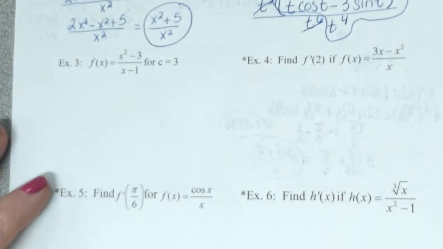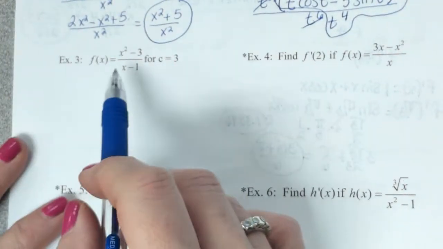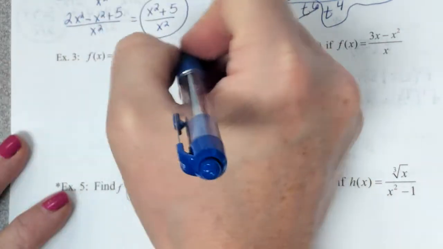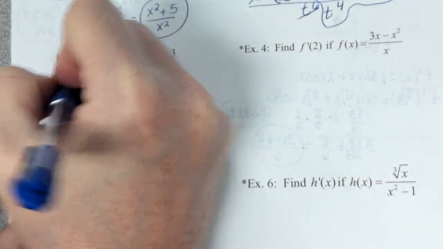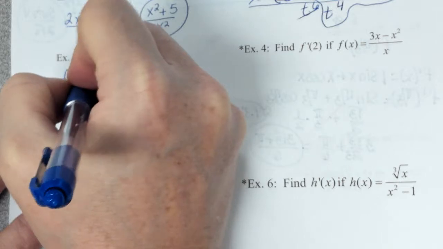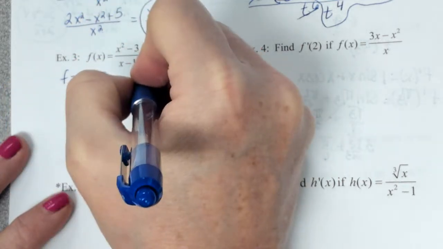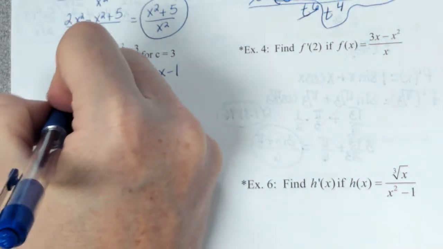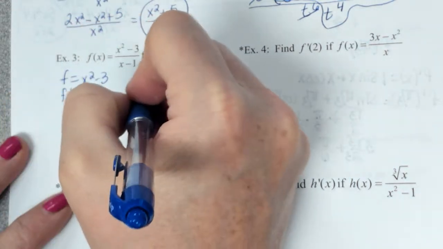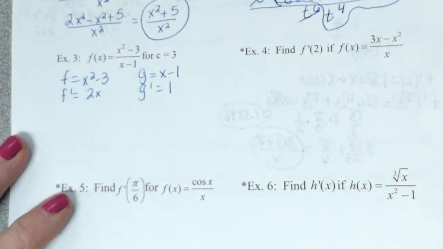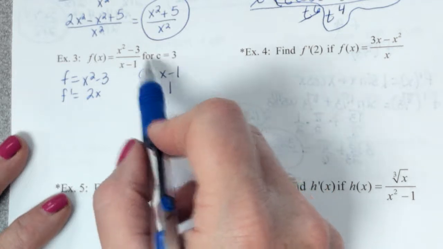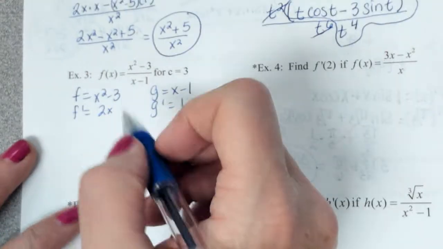All right. This will be the last one that we do for today. So on this one, let's write it out. We've got f is our numerator. That's x squared minus 3. g is our denominator. That's x minus 1. f prime is 2x. g prime is just 1. And on this one, we have to find the specific slope when c equals 3. So after we do all this, we're going to substitute in.